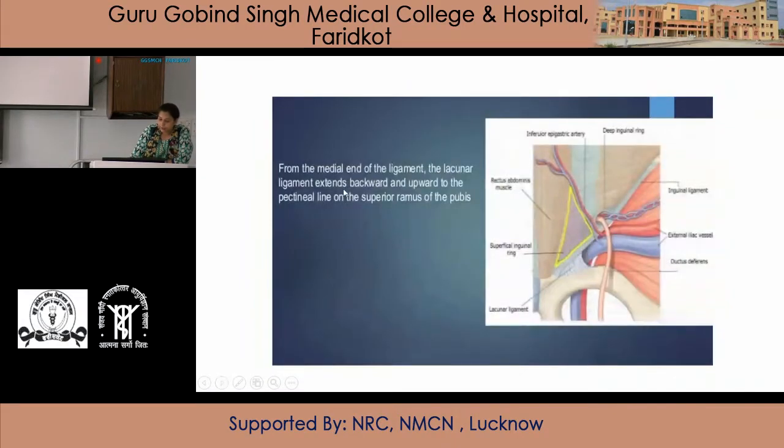So here is the inguinal ligament, which is formed by the folding of the aponeurosis of the external oblique muscle. From the medial end of the ligament, the lacunar ligament extends backward and upward to the pectineal line, which lies on the superior ramus of the pubis. So this is the triangular gap in the aponeurosis of the external oblique, known as the superficial inguinal ring, which is occupied by the spermatic cord or round ligament of the uterus.